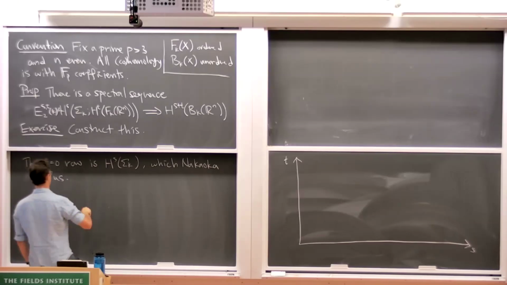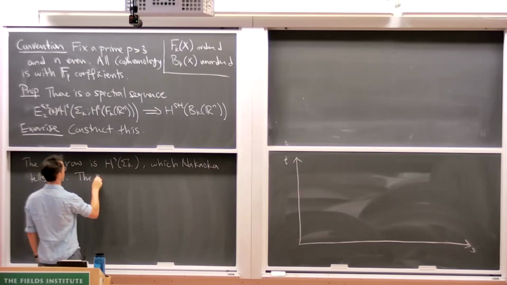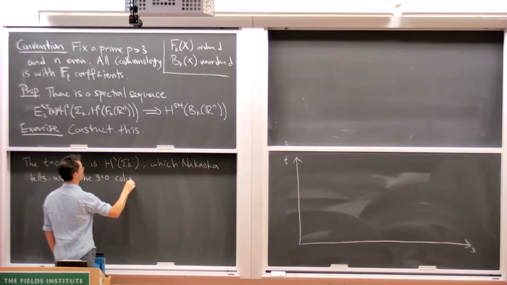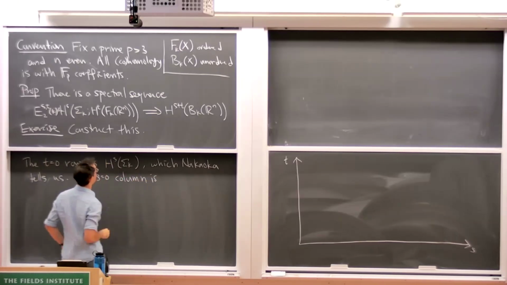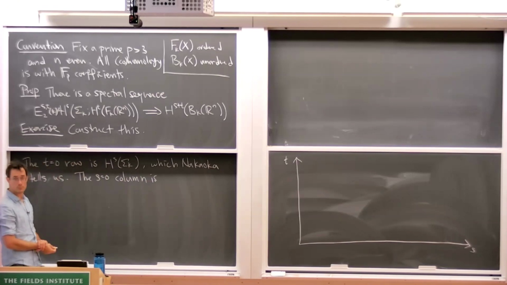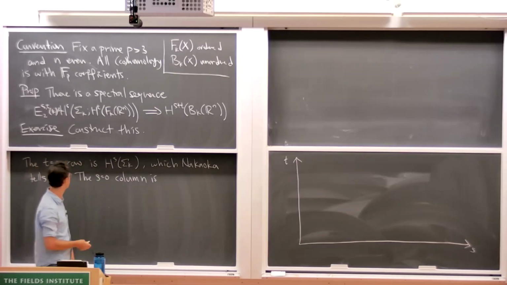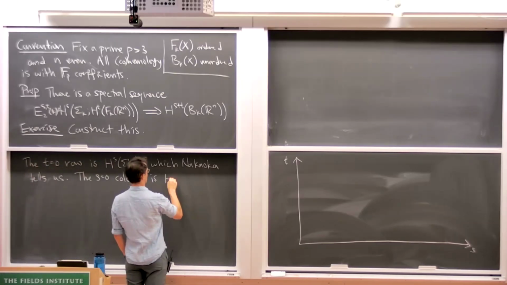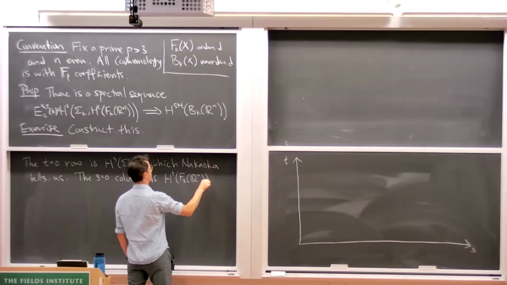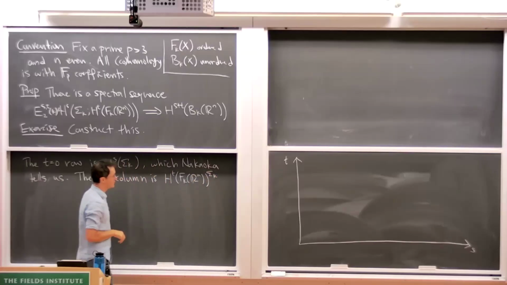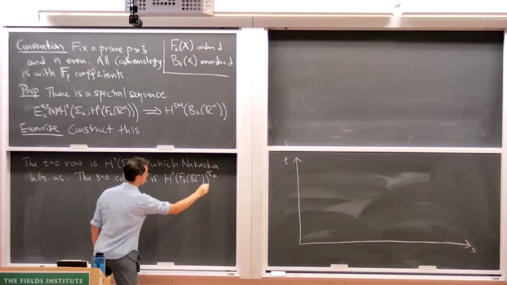The S equals 0 column is just the invariant part over FP instead of over Q, but we've calculated that. So it's H T, the ordered configuration space, the invariance, which we know from yesterday.